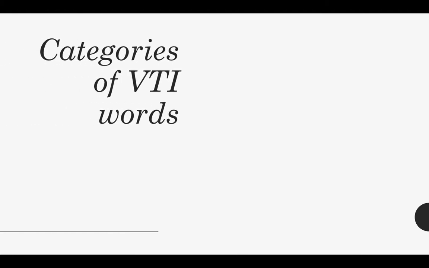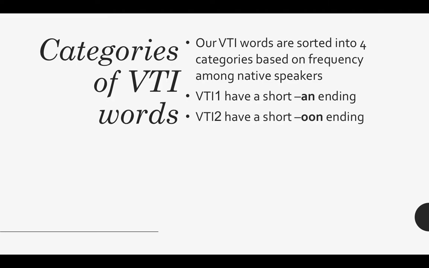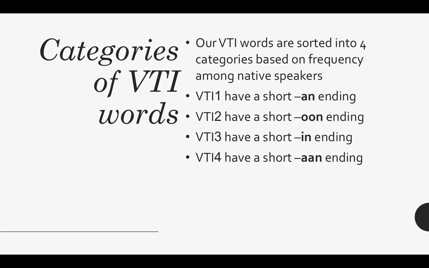So categories of VTI words. Our VTI words are sorted into 4 categories based on frequency among native speakers. So VTI ones have a short AN ending, un. VTI twos have a long OON ending. I know it says short, but it should say long. So that's an oon ending. VTI threes have a short IN ending, in. And VTI fours have a long AAN ending, aan, not a short there.